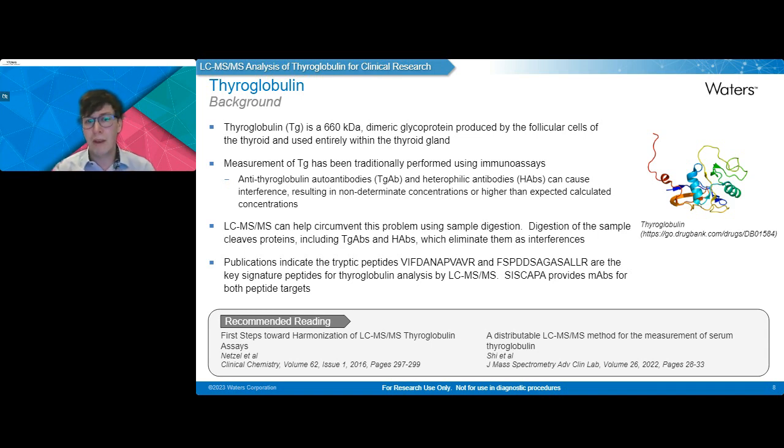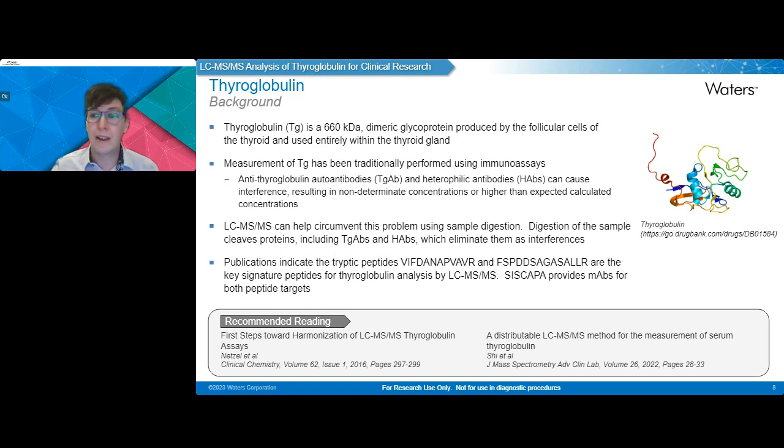Now, the measurement of thyroglobulin has been traditionally performed using immunoassays. However, there are quite specific challenges around this, where at particularly low concentrations, anti-thyroglobulin autoantibodies and even heterophilic antibodies can cause interference with the measurement. And this sometimes can result in non-determinant concentrations, or even in the case of particularly heterophilic antibodies, higher than expected calculated concentrations.